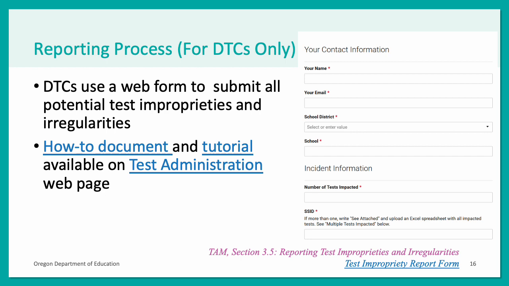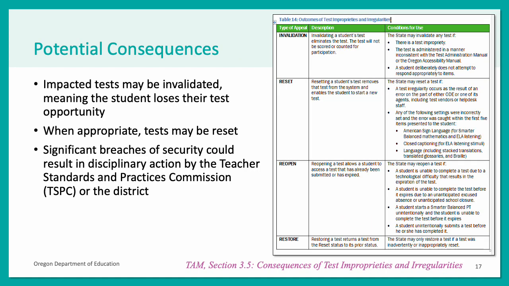District test coordinators submit their initial report electronically using an online form available at the link shown at the bottom of the slide. A step-by-step guide and how-to slides are also available at this link to assist DTCs with using the online form and submission process. When an impropriety occurs, ODE will work with the district test coordinator to confirm the appropriate outcome. Potential outcomes are summarized in Table 14 of Section 3.6 of the TAM, shown here on this slide.